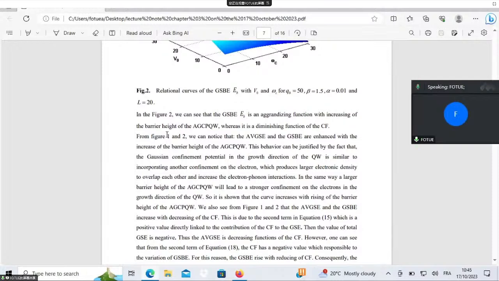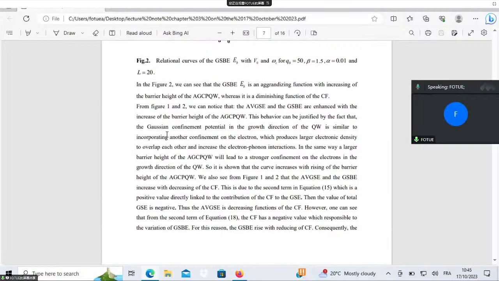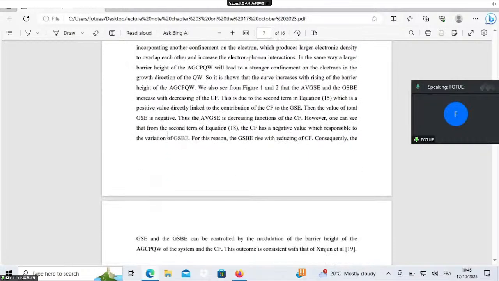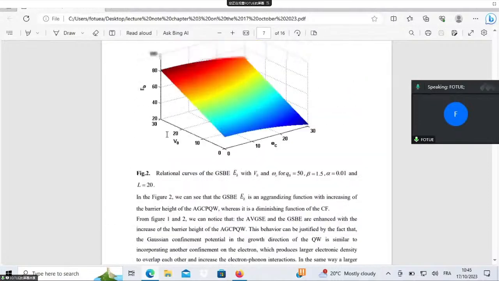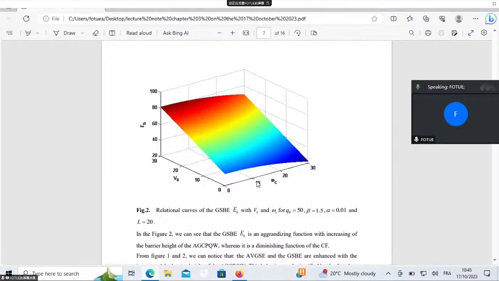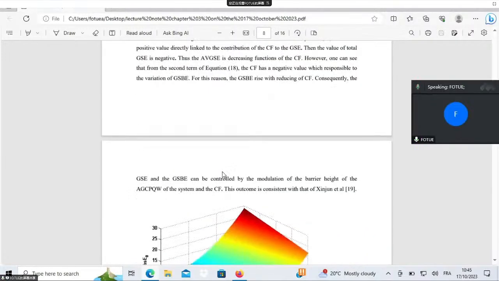So the cyclotron frequency has a negative contribution, responsible for the variation of the ground state and binding energy. And for this reason, the ground state energy rises with the reduction of the cyclotron frequency. We'll see that if we reduce the cyclotron frequency, the binding energy will increase. And we can also use this cyclotron frequency, as we said, together with the barrier height of the potential, in order to control the properties of the asymmetric Gaussian confinement potential quantum well.